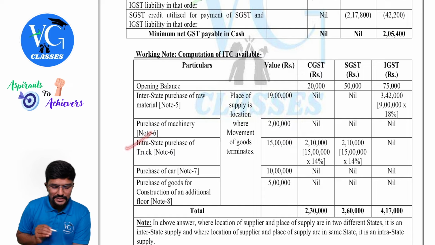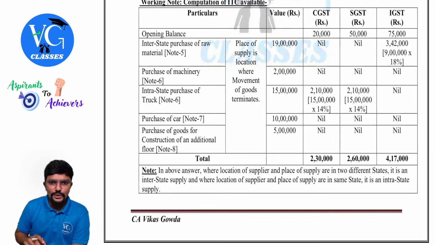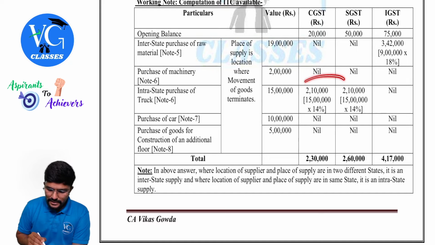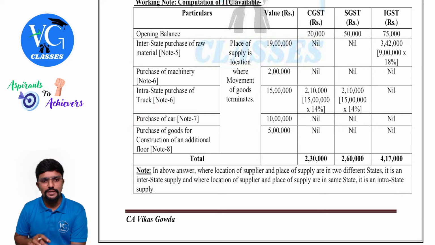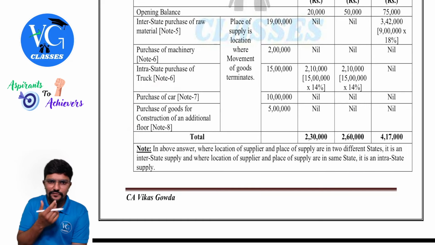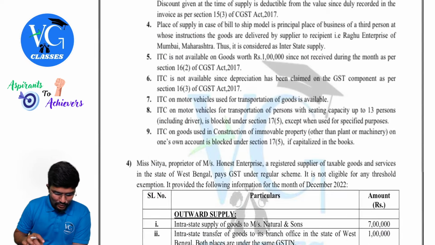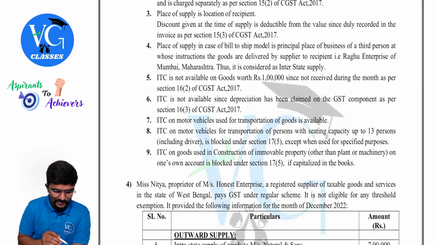Next, intrastate purchase of truck. As I have already explained all this, I'm just going through, but I have given a note for all this, guys. Sir, is credit available for it? Yes. But for purchase of car, no credit. Then purchase of goods for construction of an additional floor, no credit, guys. As it is for their own account, no credit. So let me just show all the notes quickly, we will go through.